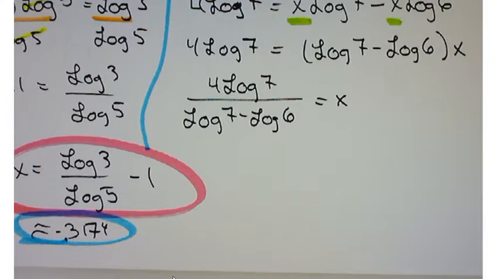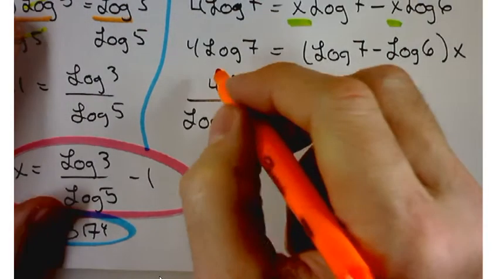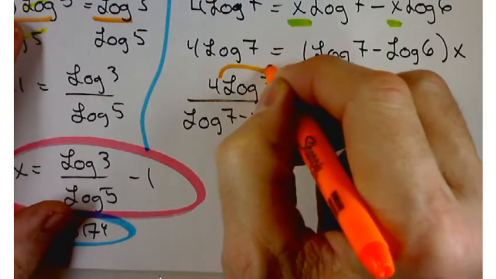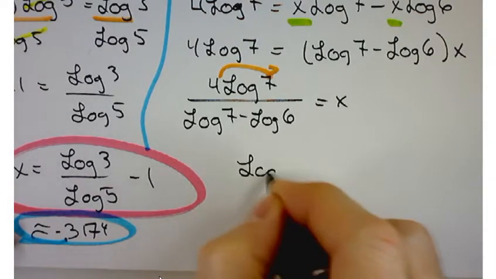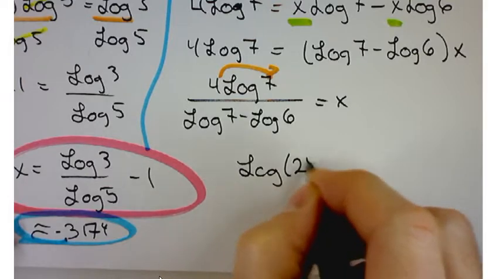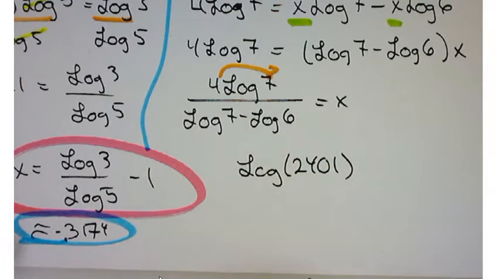So let's use some of our properties of logs. If I wanted to, I could bring that 4 up into the exponent, right? It'd be 7 to the 4th power, the log of 7 to the 4th power. Well, that's just going to become log of 2,401, since 7 to the 4th power is 2,401.